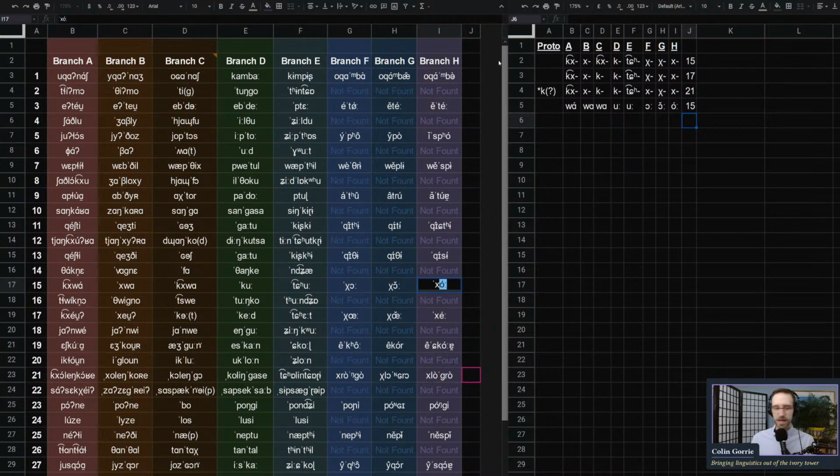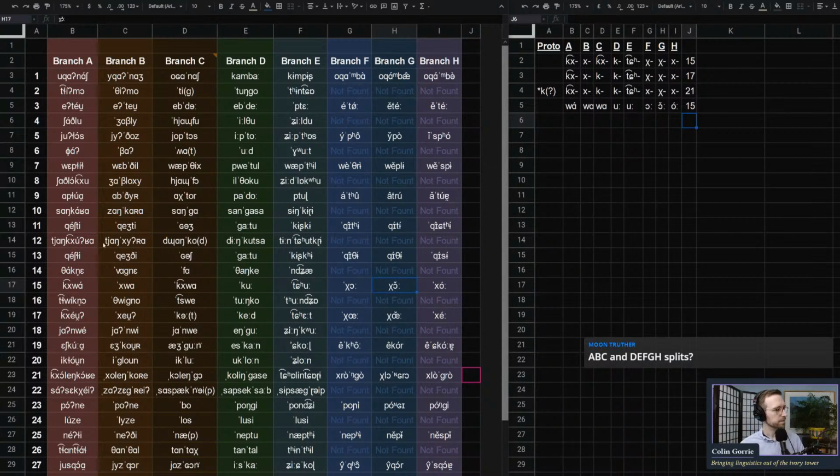So let's see, 13. I'm getting a question about 13, or a suggestion about 13. So it looks like we have another one of these velars in, sorry, 13 or 12? Because we have actually an interesting situation in 13. Maybe we can do that briefly.